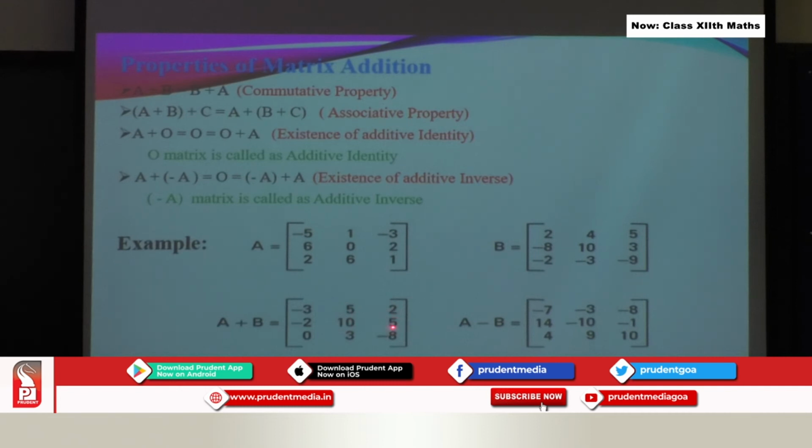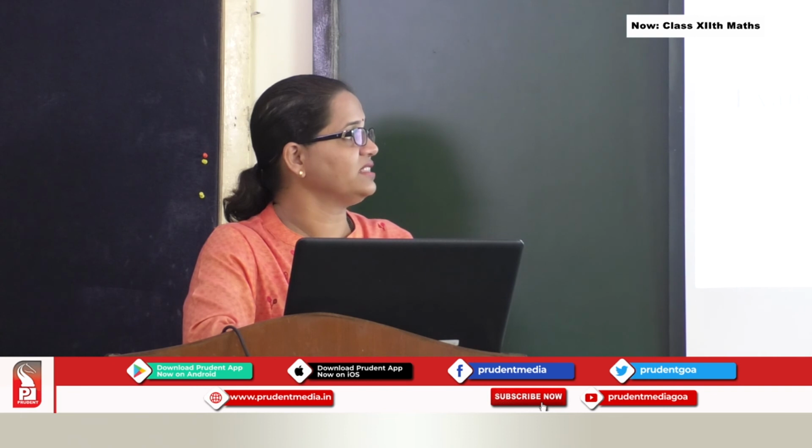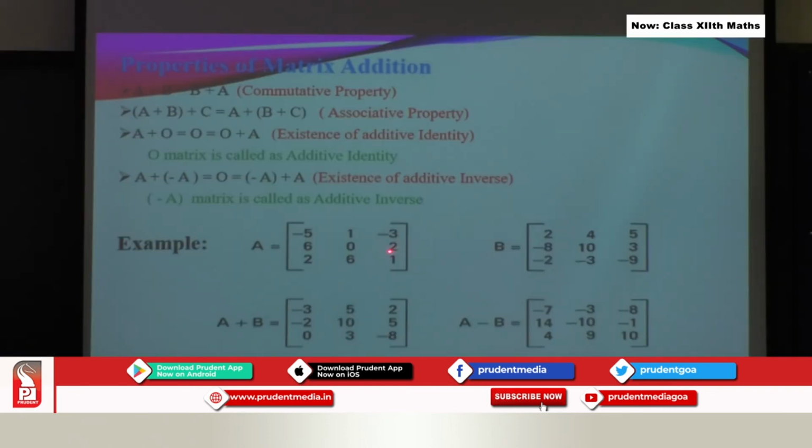If you look at this entry, now this entry is 5. Here see how I am getting this 5. You can see this is 2 plus 3, that is equal to 5. Let's proceed further. Here see, same way I will be getting the remaining entries also. Now let's proceed further. Let us see how we get the difference between two matrices.